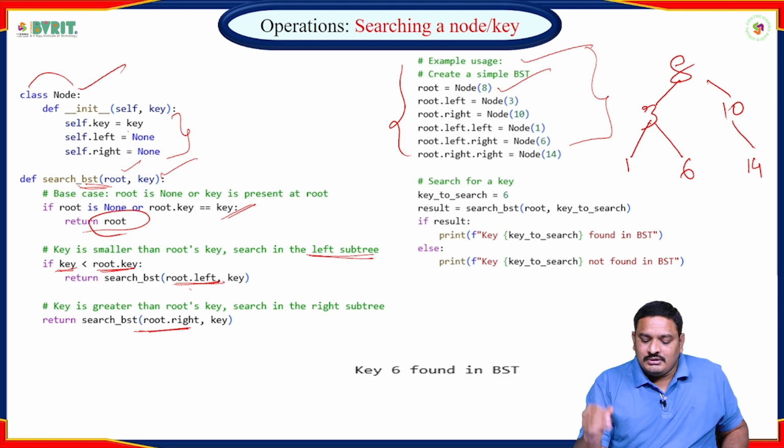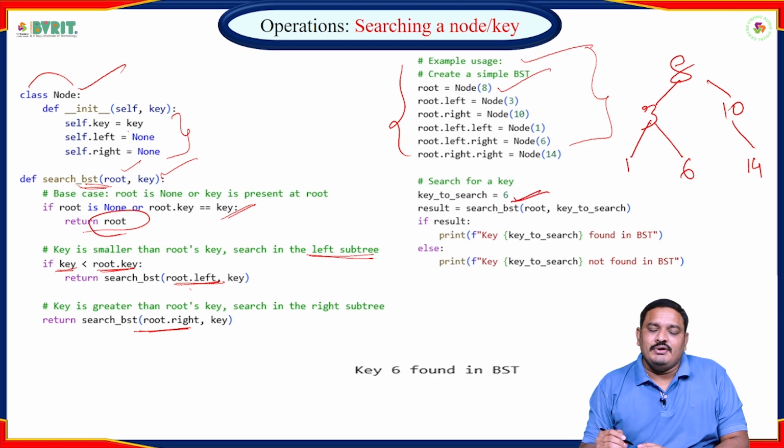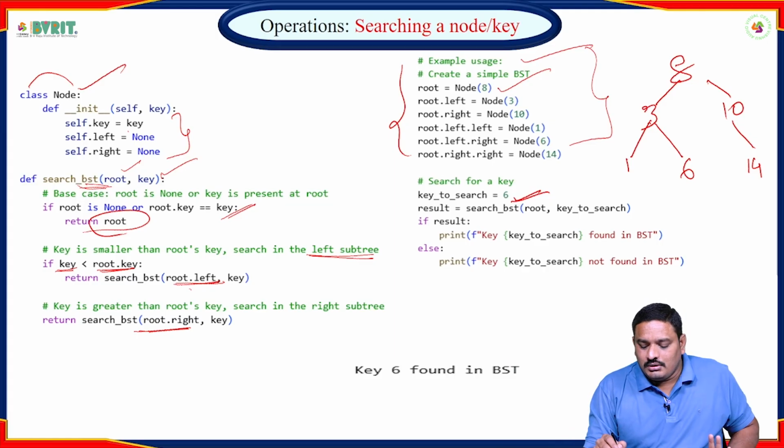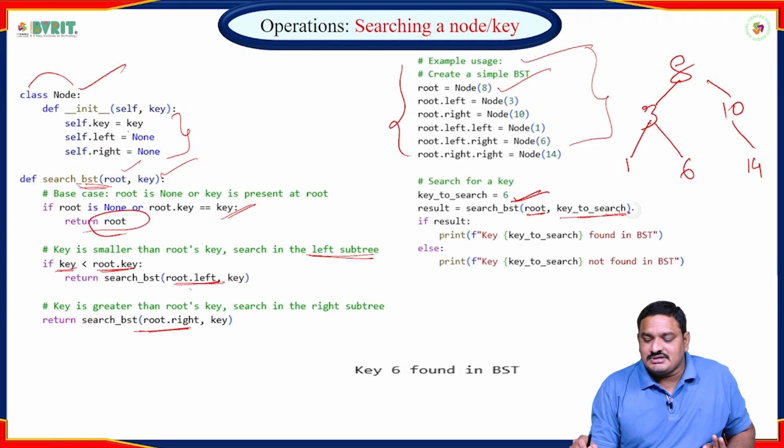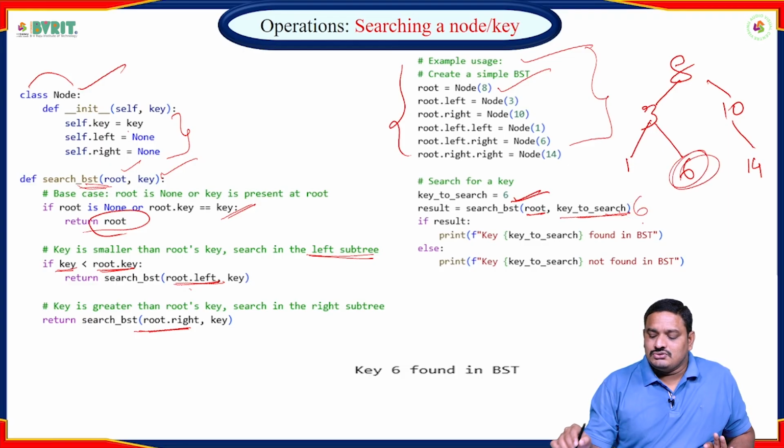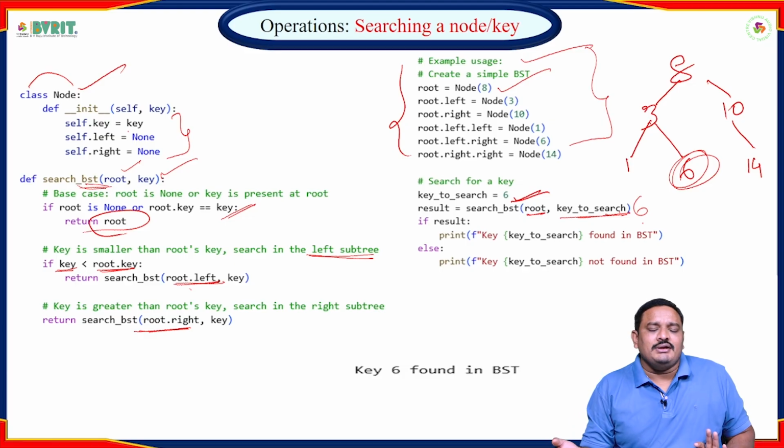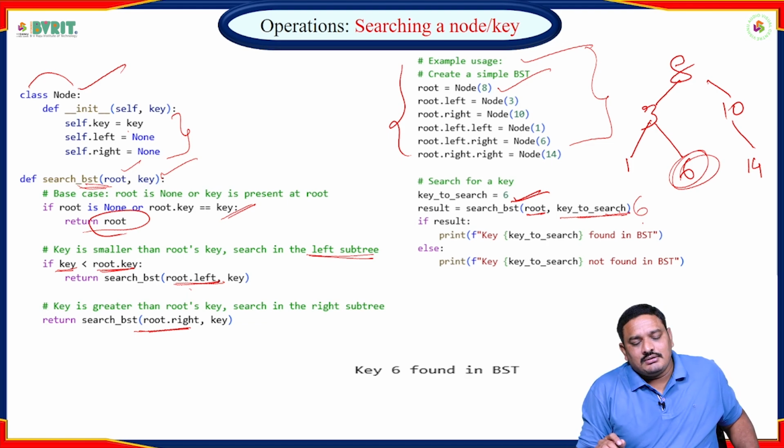Now the key value is 6. We are searching whether the key 6 value is present in the tree or not. The final result is result equals binary search of root and the key to be searched. The key to be searched means which key will be searched? The 6 value is being searched, and the 6 value is present here. So the key is present in the binary search tree. Otherwise, the key is not present in the binary search tree. Understood? This is searching an element in the binary tree.